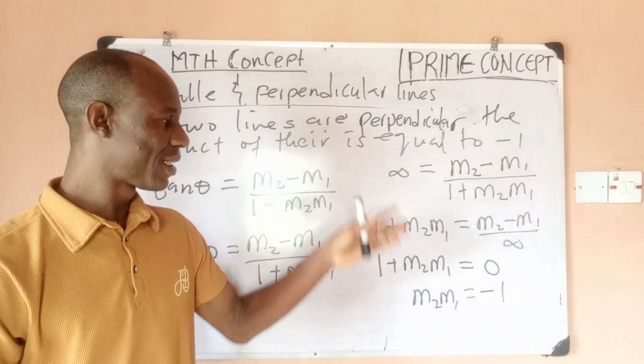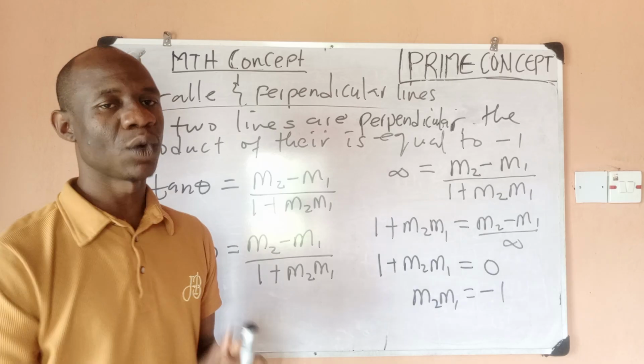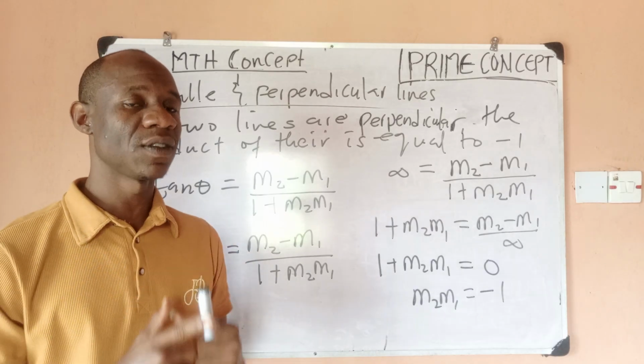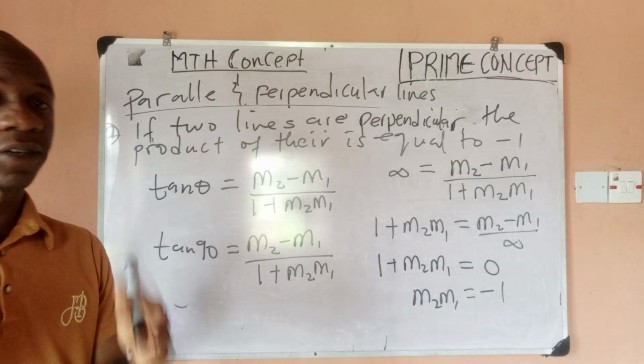So these are two points you should take note of. And let me add that when two lines are perpendicular, their intercepts are not necessarily equal, but the product of their slopes is -1. So I believe this concept is very clear to you.